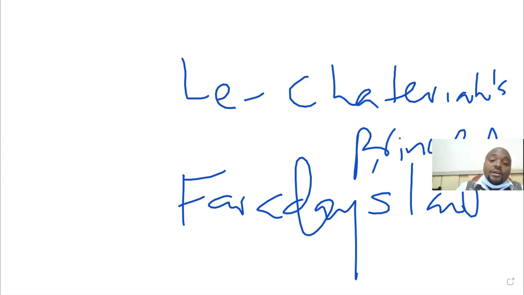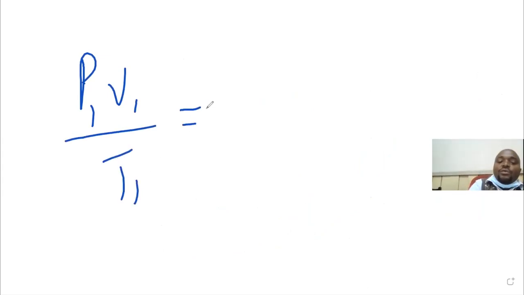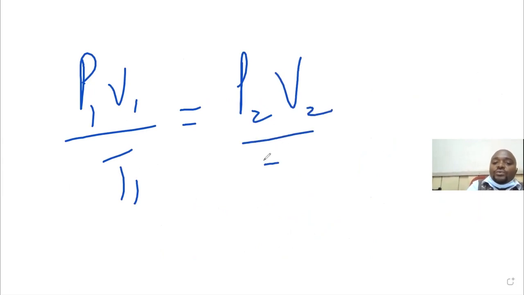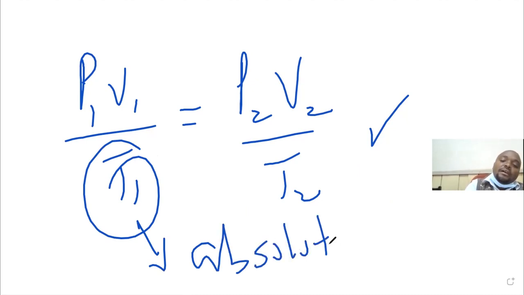Still on those laws, look at mathematical or numerical applications of these laws. For example, the combined gas equation, which we also call the ideal gas equation, which now is P1V1 over T1 is always equal to P2V2 over T2. This is very clear. Every time the temperature should be absolute temperature.